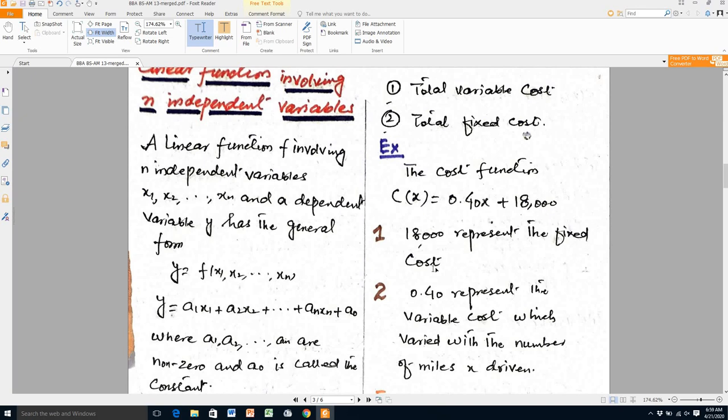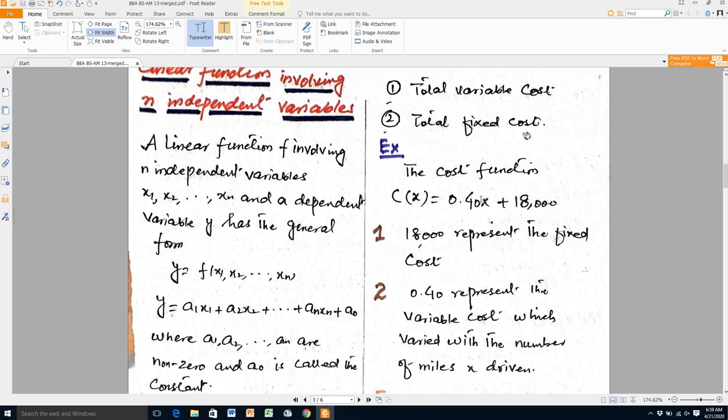It does not change in any way. Either you produce an enormous quantity of units or you produce a smaller quantity of units, this cost does not change. Number two, this 0.40 represents the variable cost, which varies with the number of miles x driven.